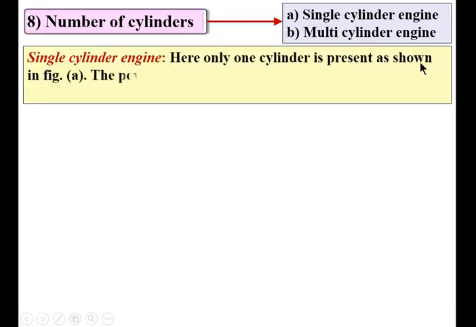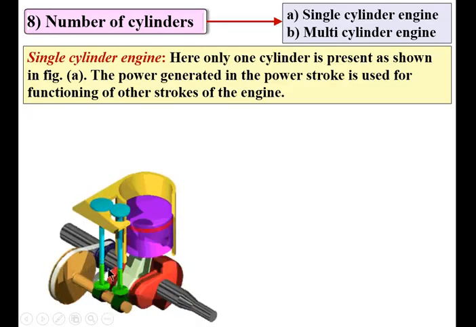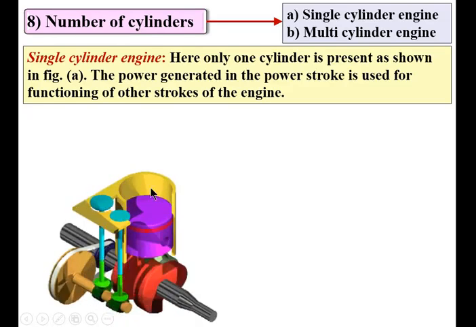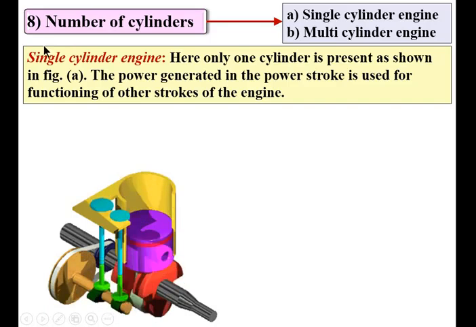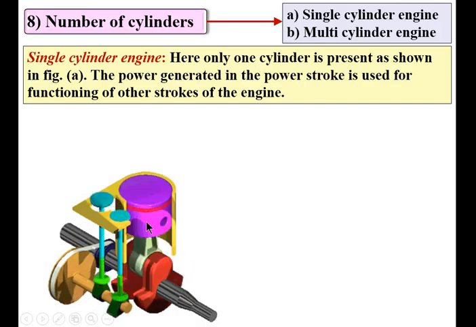Here only one cylinder is present as shown in figure A. The power generated in the power stroke is used for functioning of the other strokes of the engine. So here you can see this is the single cylinder engine. Very simple, the name itself indicates only one cylinder is present.